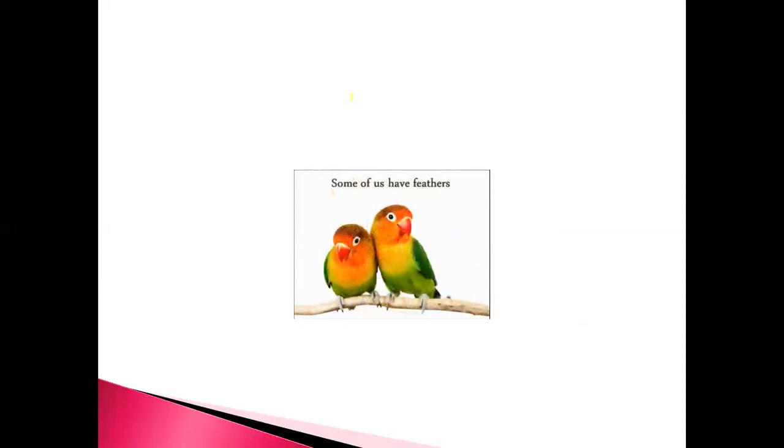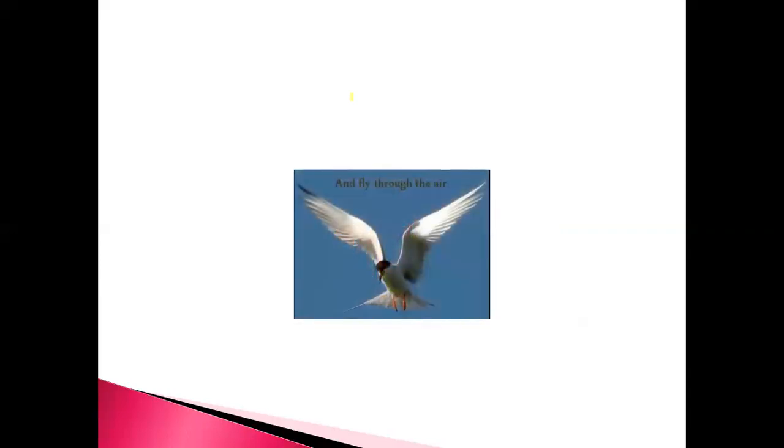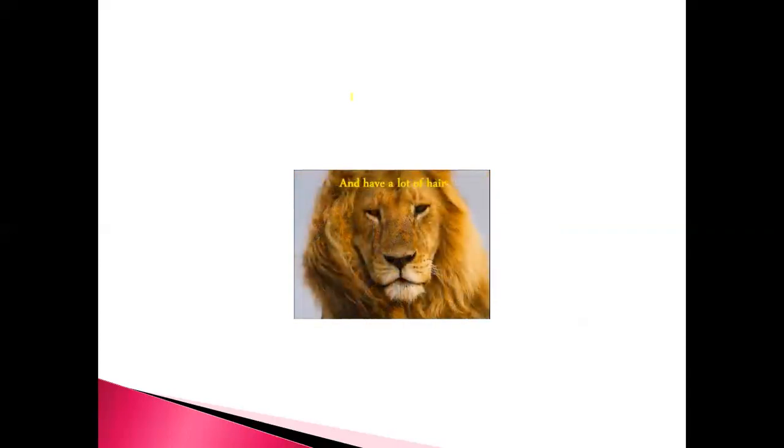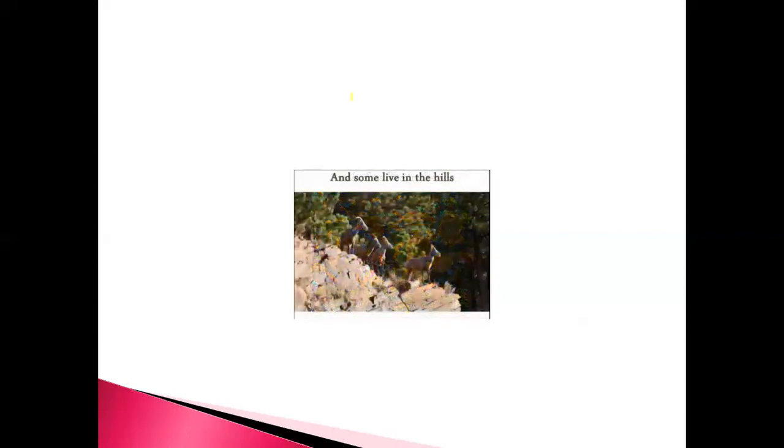We are the vertebrates, big and small. Some of us are long, and some of us are tall. Some of us have feathers and fly through the air. And some of us live on the land and have a lot of hair. We are the vertebrates, fat and thin. Some of us have scales and some have moist skin. Some of us use lungs to breathe and some of us use gills. Some of us live in the sea and some live in the hills.